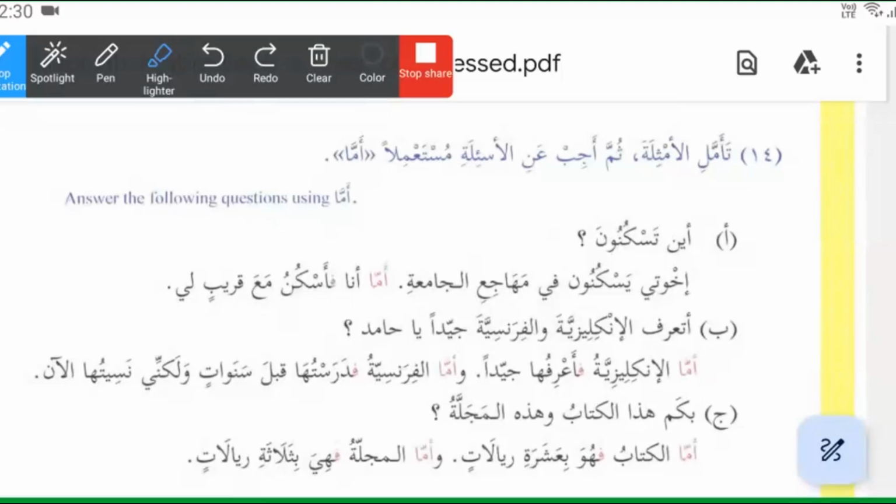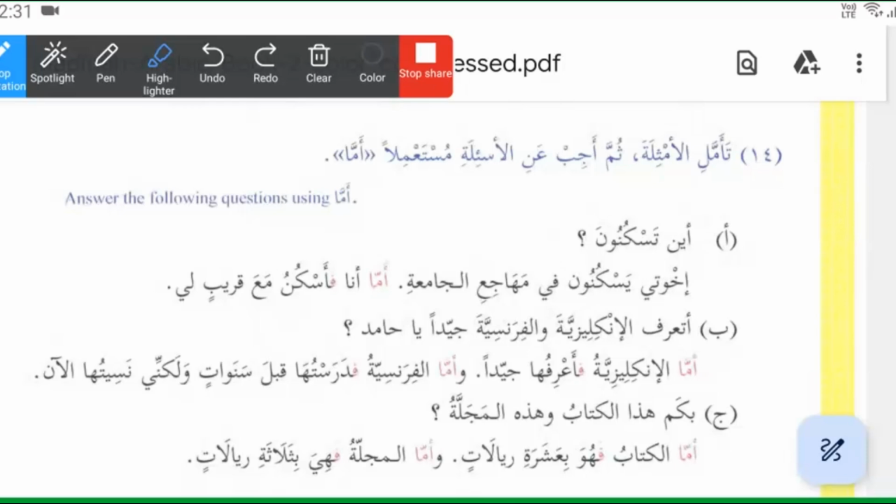أتعرف الإنكليزية والفرنسية جيدا يا حامد. أتعرف, do you understand English and the French well, O Hamid? أما, as far as, إنكليزية فأعرفها جيدا. As far as the English language is concerned, I know it very well.